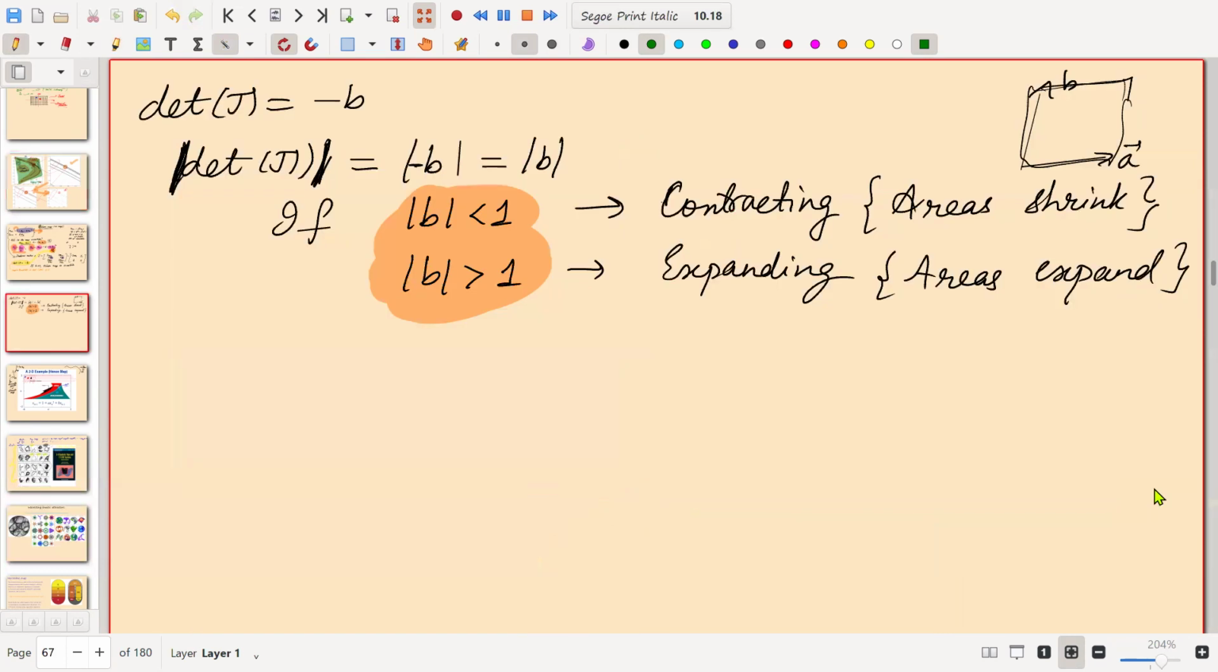Now we discussed |b| less than 1 or |b| greater than 1. Now what happens when b is close to 0? When b is close to 0, you see a phenomenon known as strong folding and squashing. Can you tell me why? If b is close to 0, we see the strong folding and squashing effect. Why? Because when b is close to 0, you are losing invertibility. That we saw in the last slide, isn't it?